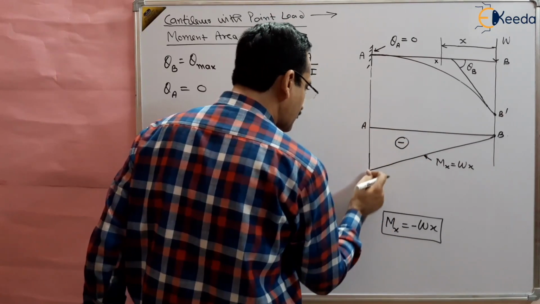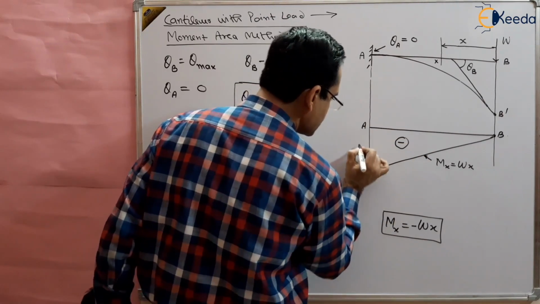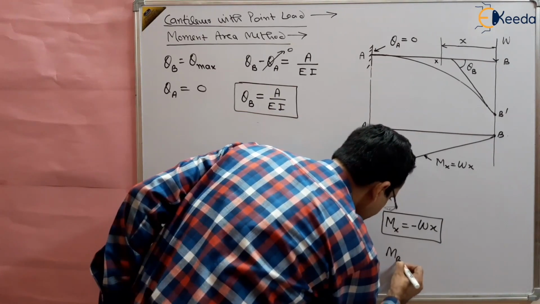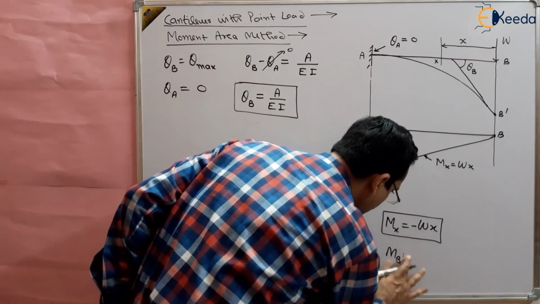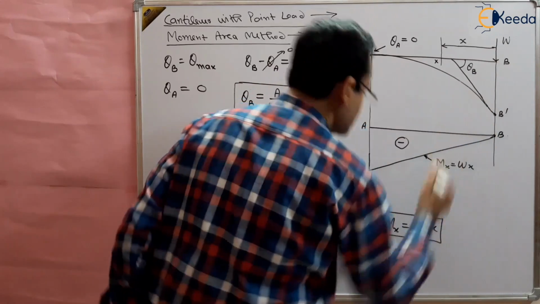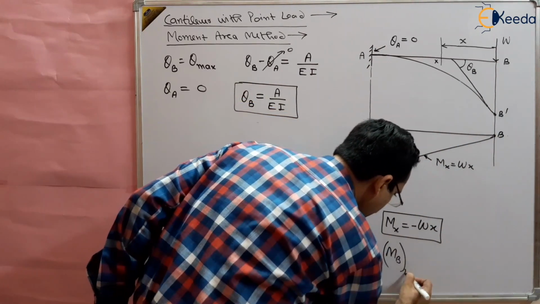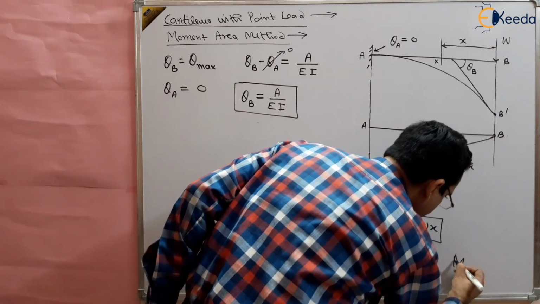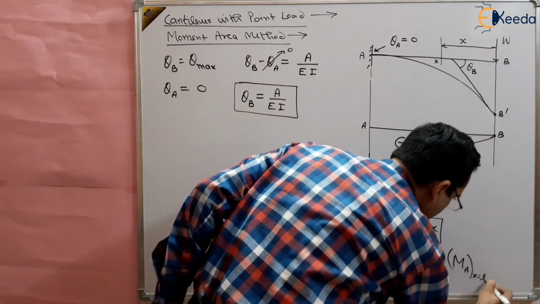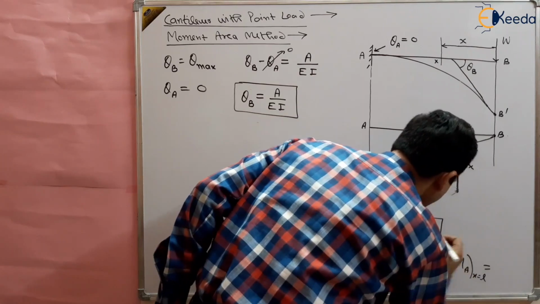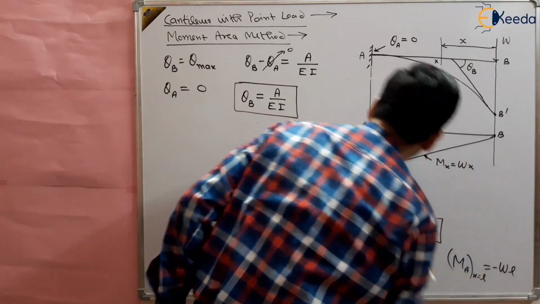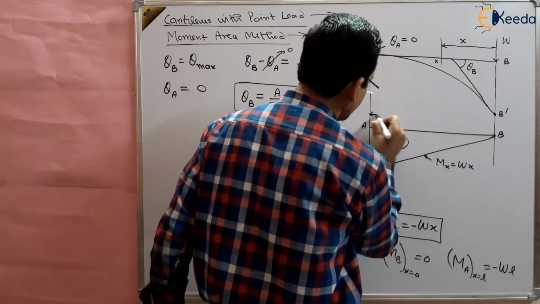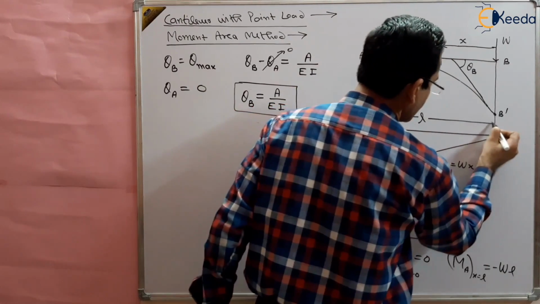And what is the bending moment at A? At B, x is 0, so the bending moment will be equal to 0. And at A, where x will be L, this will be equal to minus WL, so this will be WL, where L is the total length of the beam.